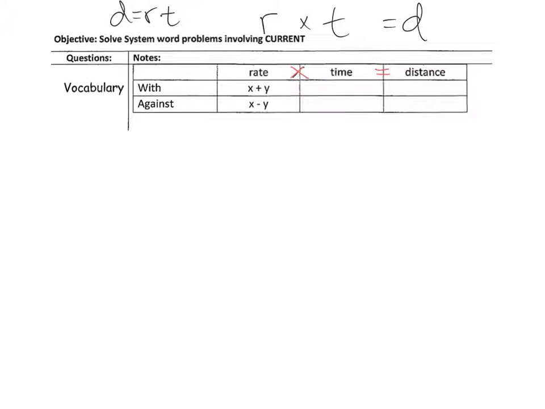The rate is always going to be either I'm going with the current, x plus y, or I'm going against the current, x minus y. And the time is going to be however long it takes in hours. Time is always in hours. So let's practice that real quick.